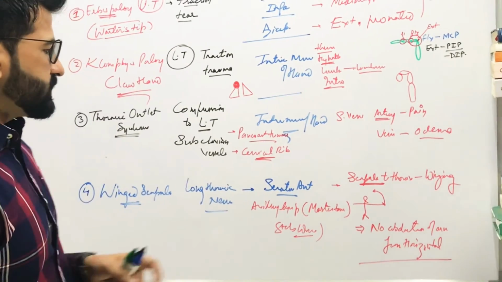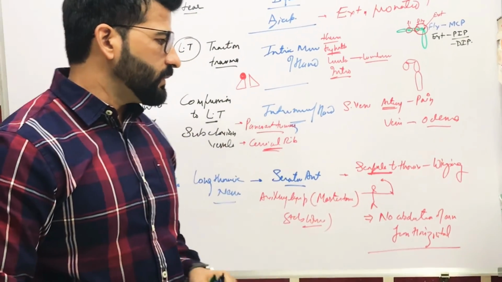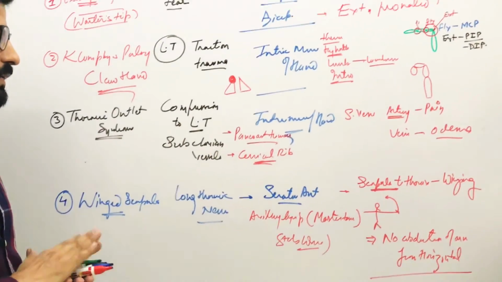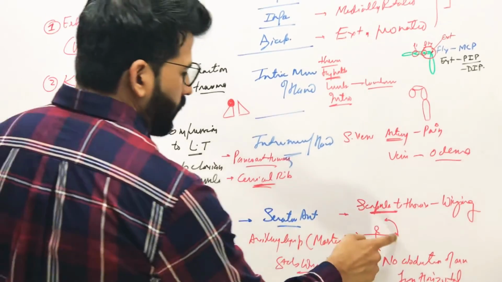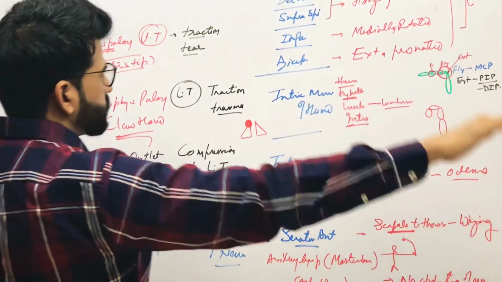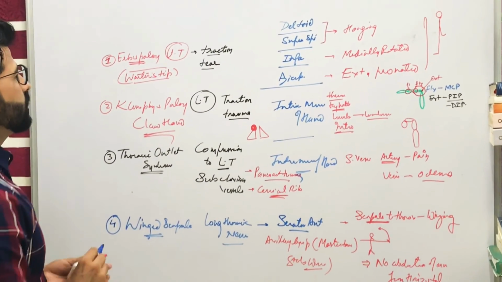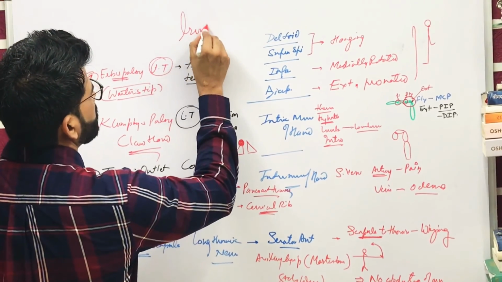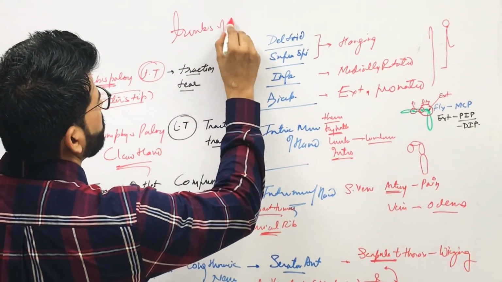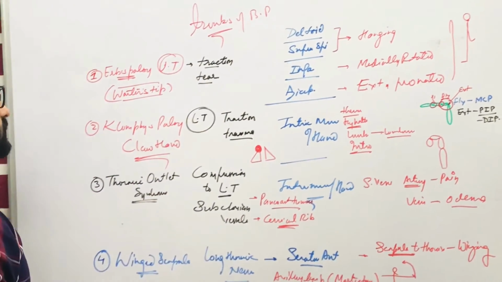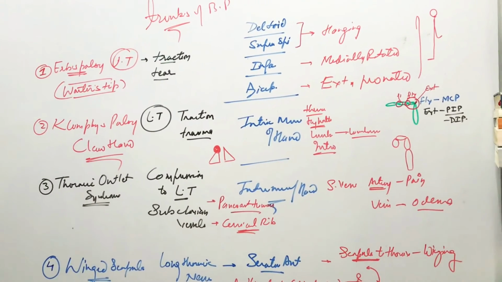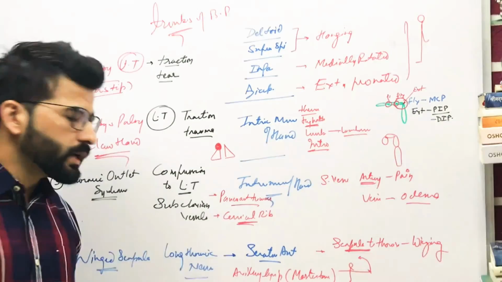So if serratus anterior is damaged, there will be two problems. One of them will be winging of the scapula, and the second one is there will be no abduction from the horizontal position. So these are the problems with the trunks of the brachial plexus: Erb's palsy, Klumpke's palsy, thoracic outlet syndrome, and winged scapula.